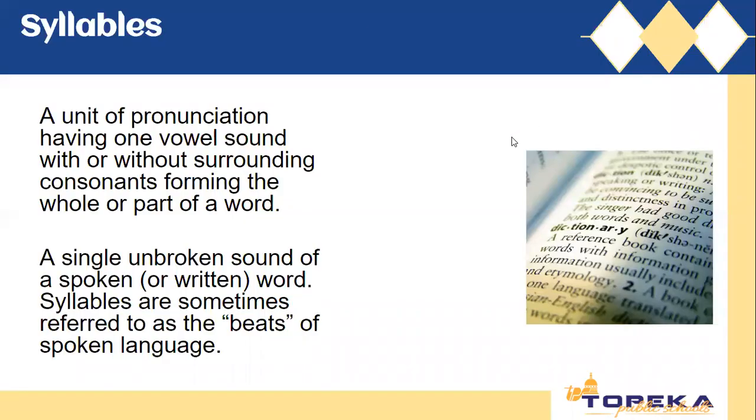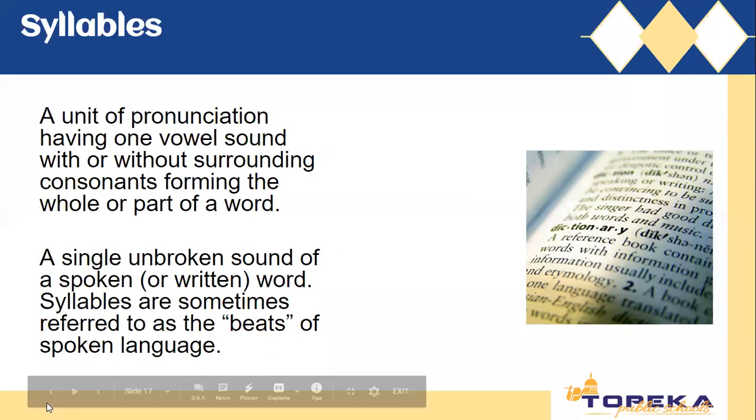So let's take a moment to define a syllable. We've used this word syllable, multisyllabic word, so let's talk about what a syllable is. A syllable is simply a unit of pronunciation having one vowel sound with or without consonants, forming the whole or part of a word. Some people also think about syllables when they think of poetry. They think of it as the beats in a poem. For example, roses are red has 4 syllables in that poetry line. So you will see it referred to in poetry quite often.